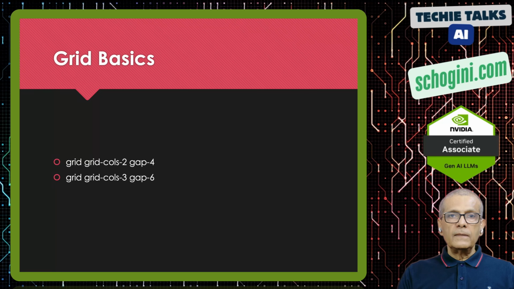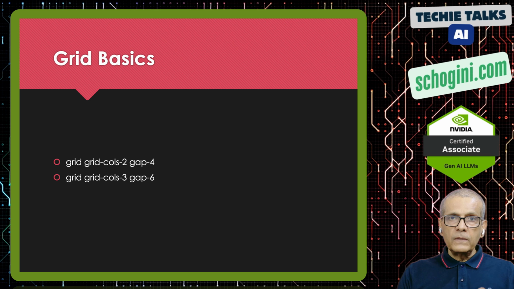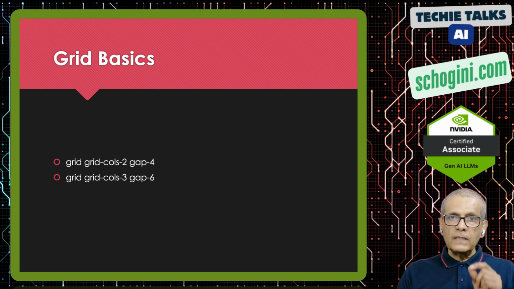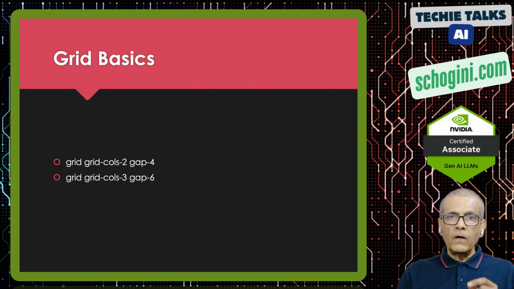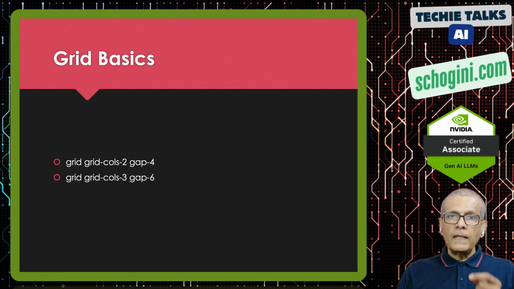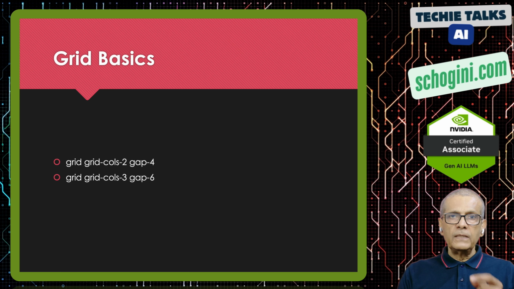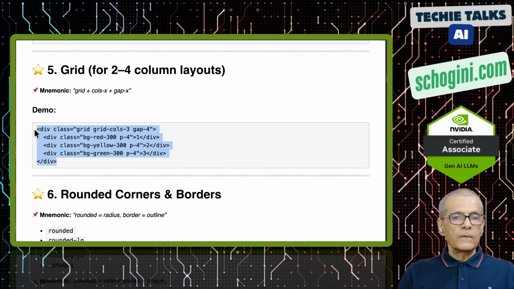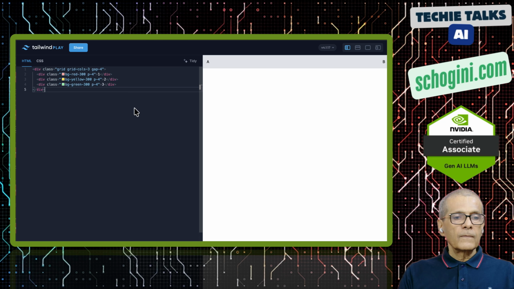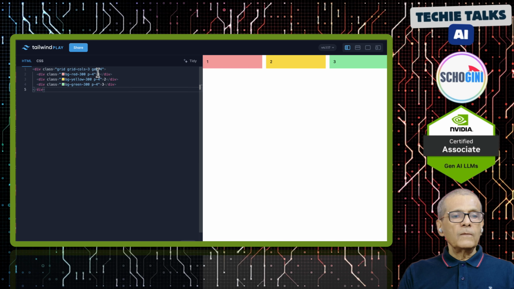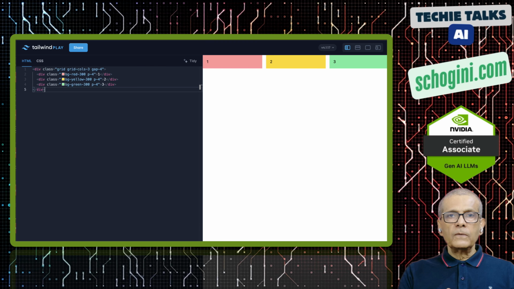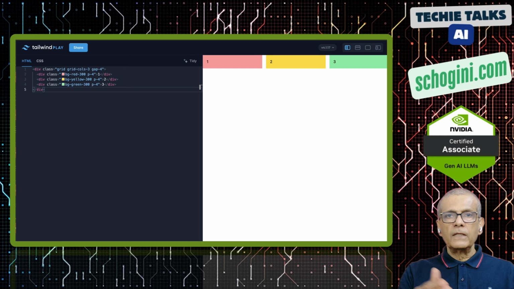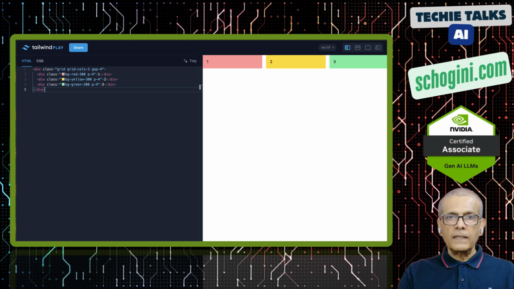Next is grid. For multi-column layout, grid is easiest. Just say grid and choose the number of columns, 2, 3, 4, whatever, and add gap for spacing. Super intuitive. So let's see the demo. So here, see this? We are specifying padding, 3 columns, and gap is 4. I'm not going to go into variations of this. We are not going to remember, but know that there is grid.